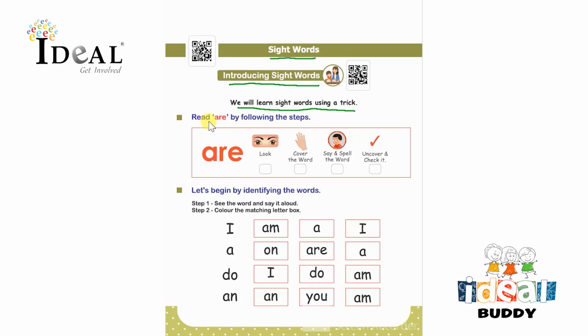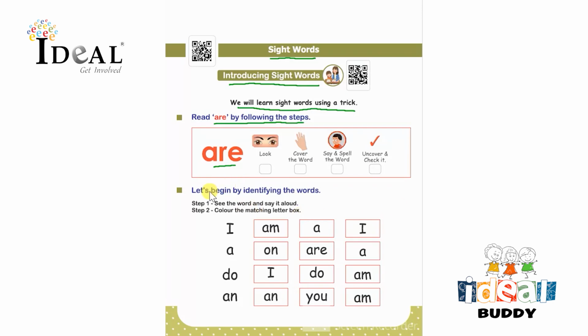Here the child has to read the word R by following the steps that are given. So the word is R. First the child will look at the word. Then the child will cover the word with their hands and say and spell the word. After that, they will uncover it and check whether they have spelled the word correctly or not. You can follow this trick for them to learn different sight words.